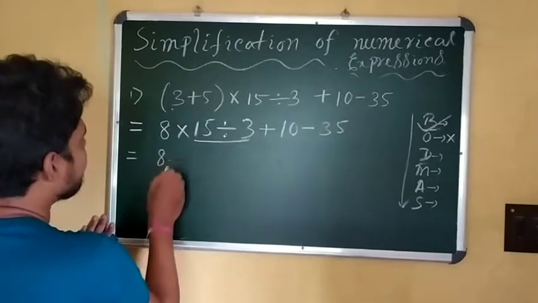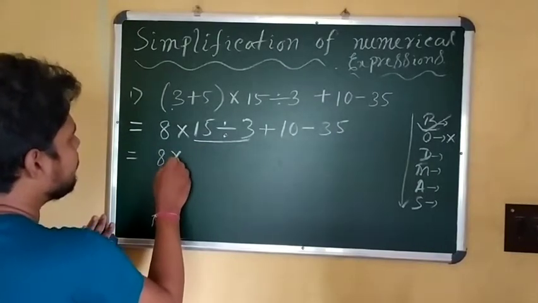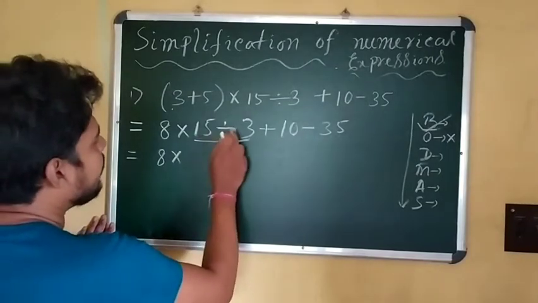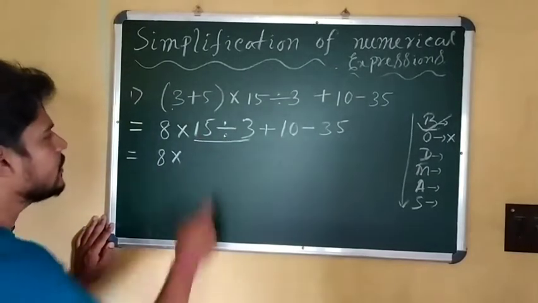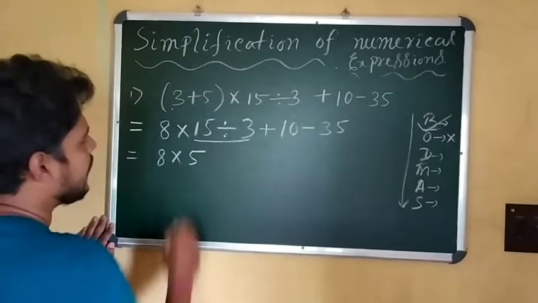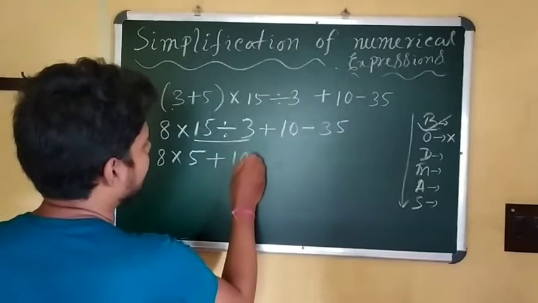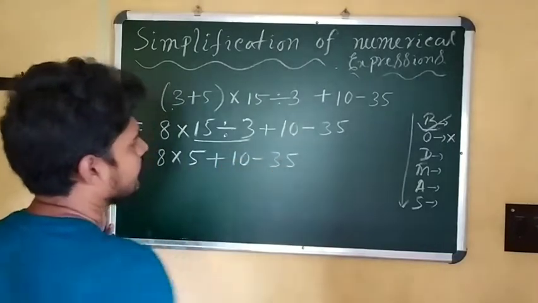Then at first you write down 8, then give the multiplication sign as it is written. Then you solve this 15 divided by 3. 15 divided by 3 equals 5. Then you write down the next part of this numerical expression.